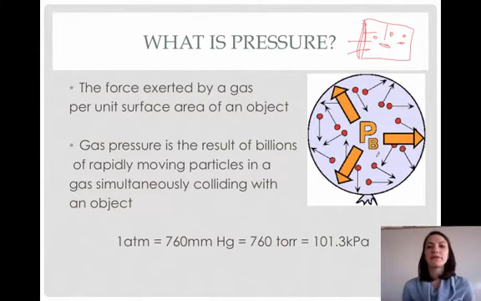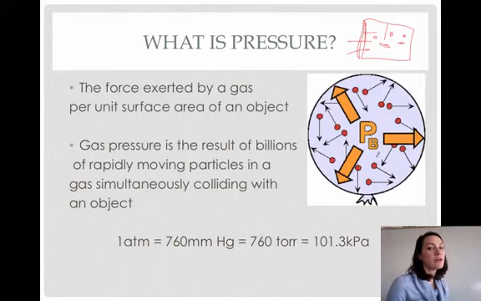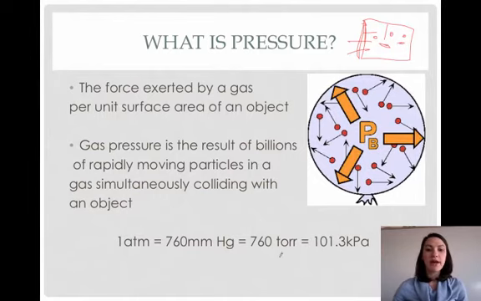Okay, so there's a couple of different measurements that we use to talk about pressure. Atmospheric pressure, millimeters of mercury, torr and kilopascals are our most common. The standard unit for pressure when we're talking about scientists, the SI unit, is pascals. Okay, but these values are going to be our conversion factors if we need to convert between units of pressure.